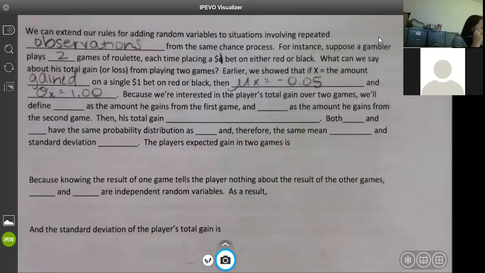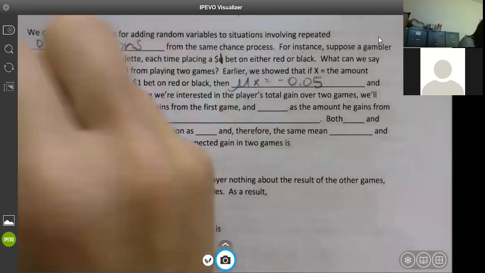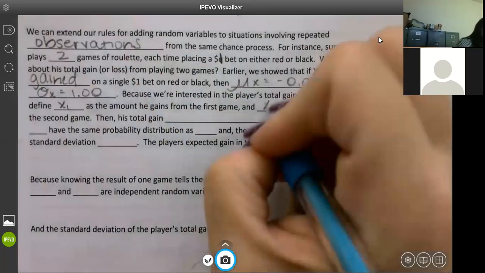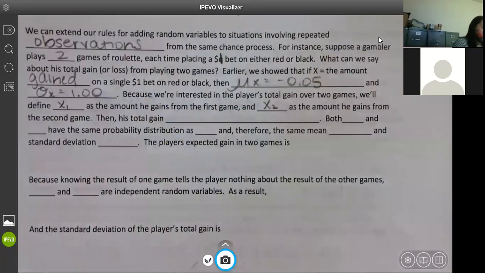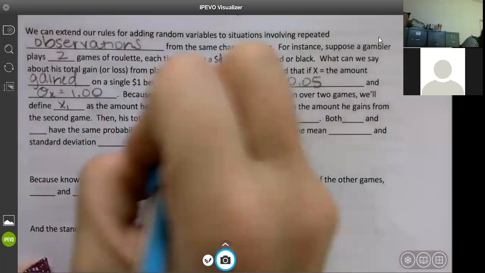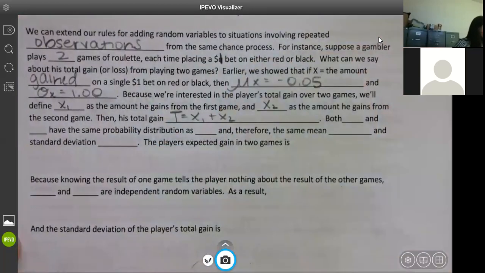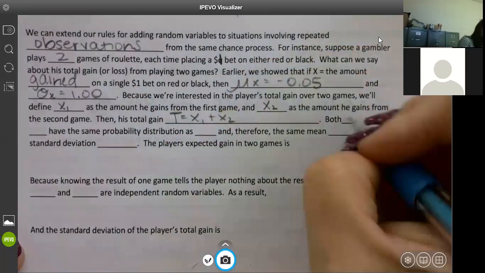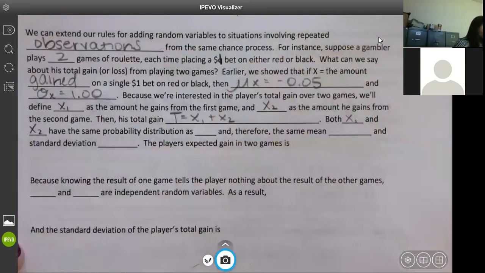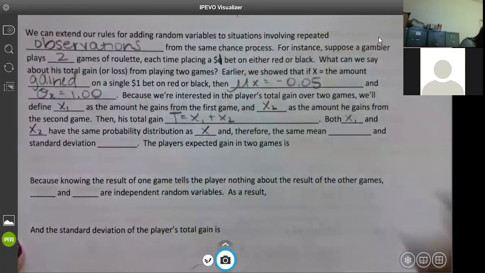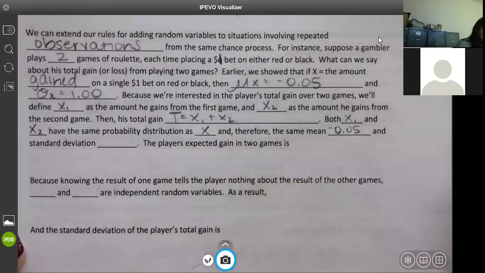Because we're interested in the player's total gain over 2 games, we'll define X1 as the amount he gains from the first game, and X2 as the amount he gains from the second game. Then his total gain, remember we just added them together. So both X1 and X2 have the same probability distribution as X, and therefore the same mean of negative 5 cents and standard deviation of $1.